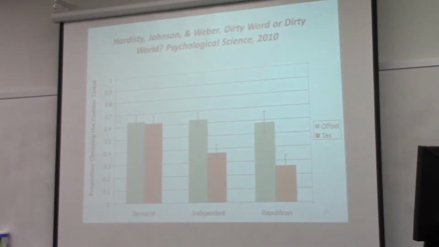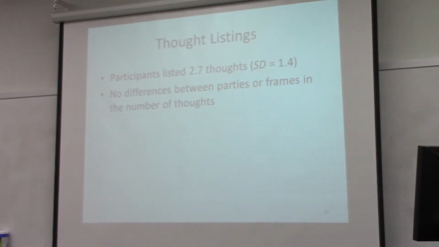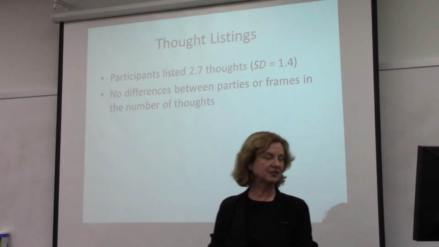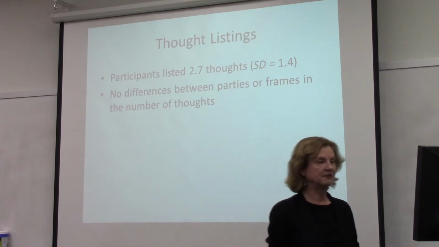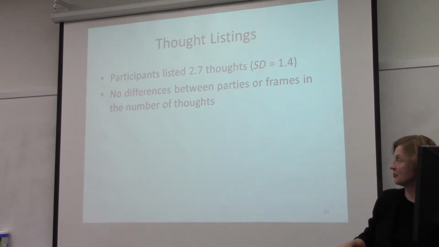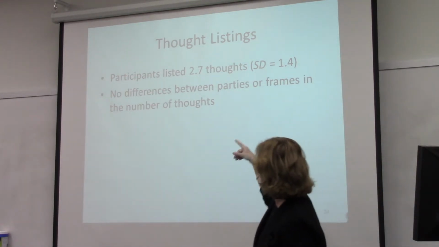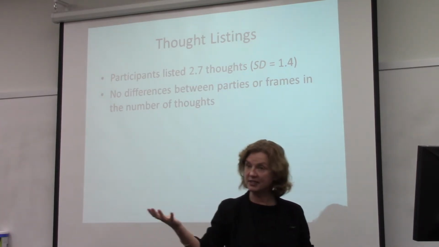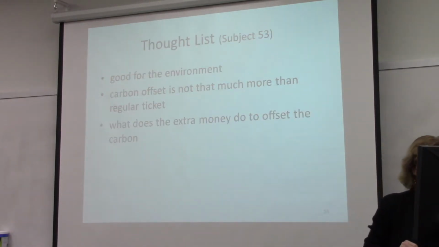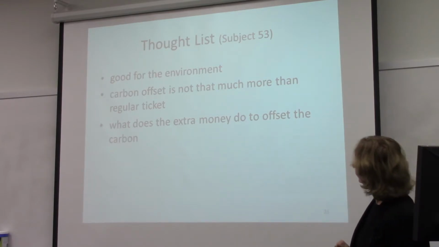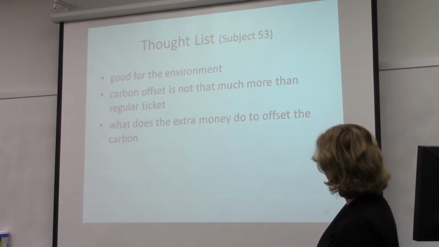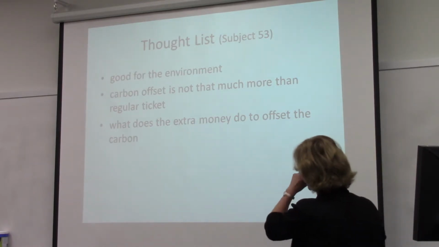Let me just show you what these thought listings look like. In general, people on average generate 3 thoughts, with some standard deviation. There's no difference, between what their political beliefs were or which frame they were in, the offset or the tax frame, in how many of these arguments they generate. Here's just an example of one. Good for the environment, carbon offset, not much more than regular ticket. What does the extra money do to offset the carbon?